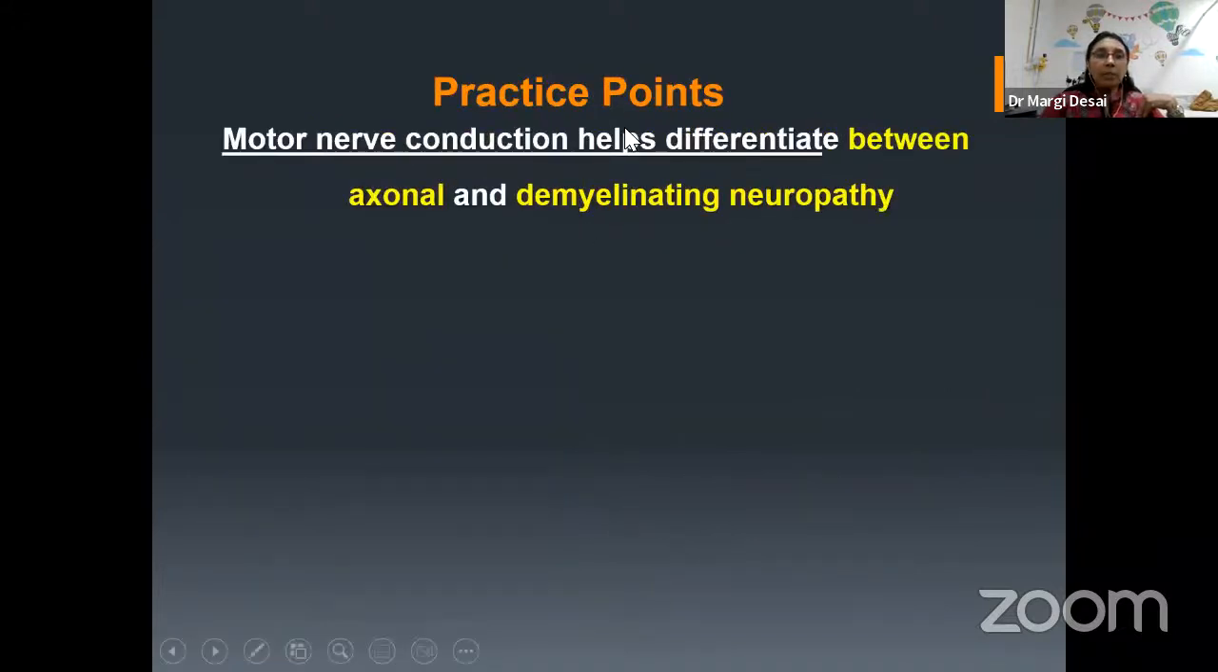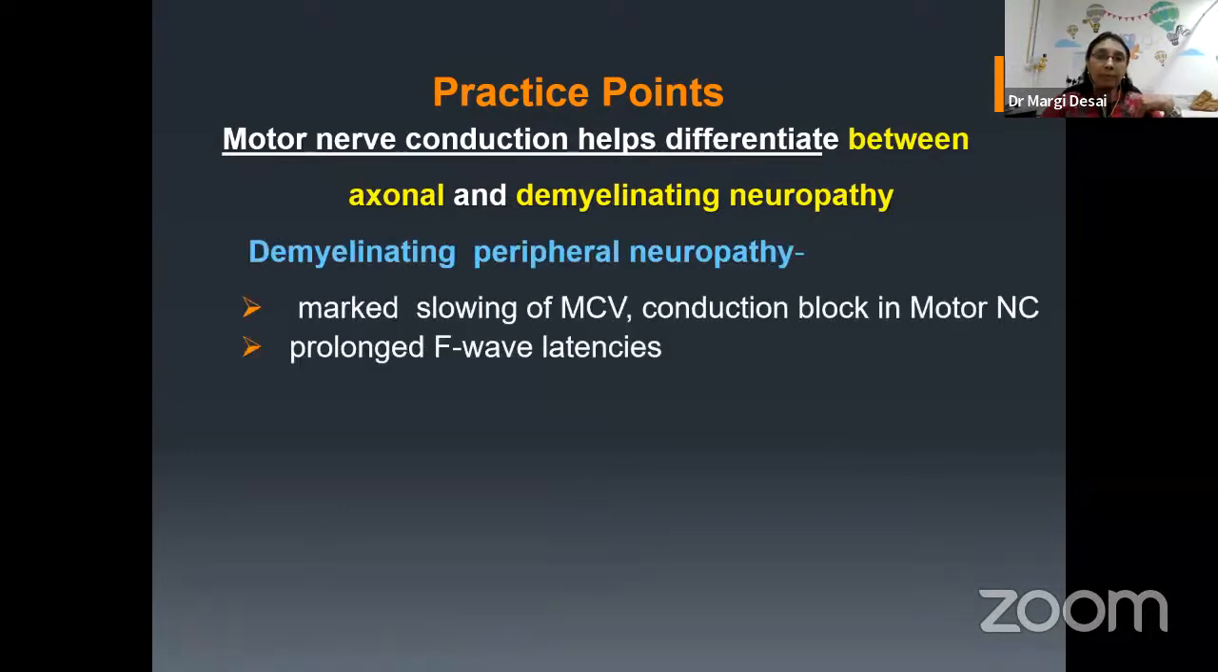So motor nerve conduction helps in differentiating between axonal and demyelinating neuropathy. So it tells us about the pathology of the neuropathy. What do we see in demyelinating neuropathy? There's marked slowing of motor conduction and there is prolongation of F wave latencies.